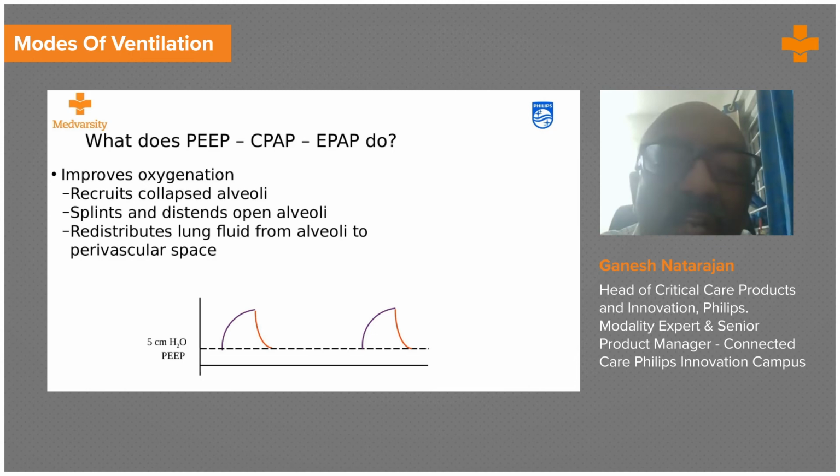It is a constant positive pressure above the baseline that is always available in a ventilatory circuit. In a controlled or in an assist control mode, it is called a PEEP. In a spontaneous mode, it is called a CPAP. In a non-invasive ventilation mode, it is called an EPAP.